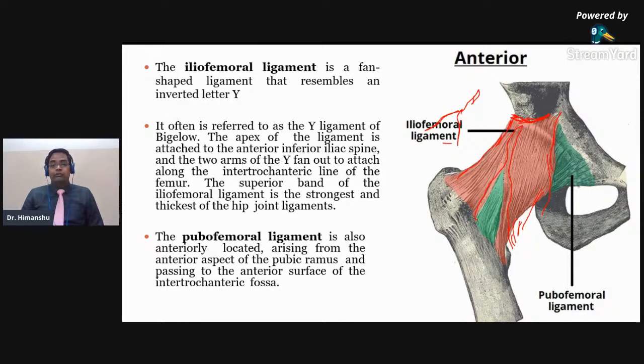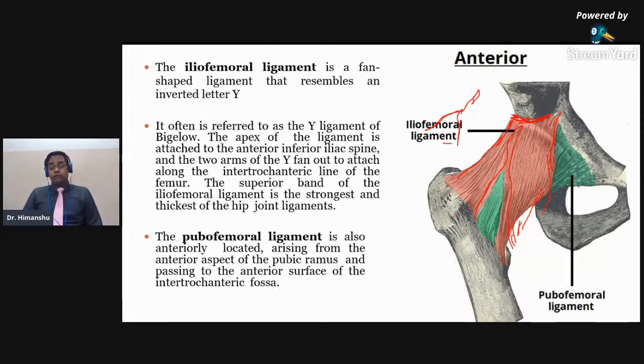This iliofemoral ligament is also known as the ligament of Bigelow, or the Y ligament. As it is lying in the extreme anterior portion of the hip joint, whenever the joint goes into extension, this ligament gets stretched and eventually it limits the extension range of motion. Anyways, we have a very small amount of extension range of motion at the hip joint. That also is being limited by the iliofemoral ligament.